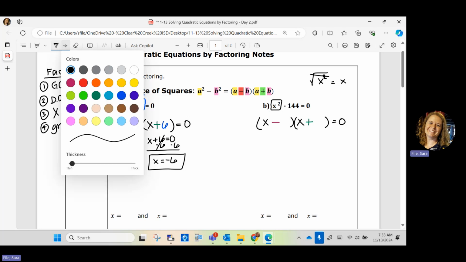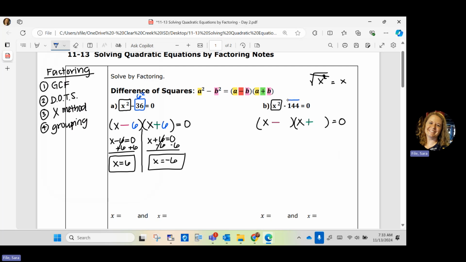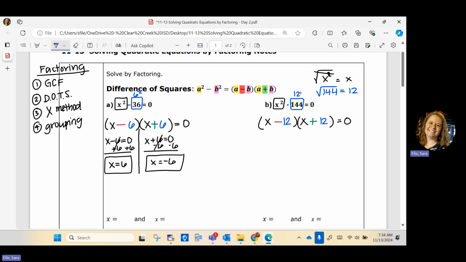Okay, what is the square root of 144? 12. If you need to show that work, the square root of 144, and you can do that in your calculator if you don't know your perfect squares, comes out to 12. Okay, 144, remember, can be rewritten as 12 squared. That's why this breaks down to 12 and 12.